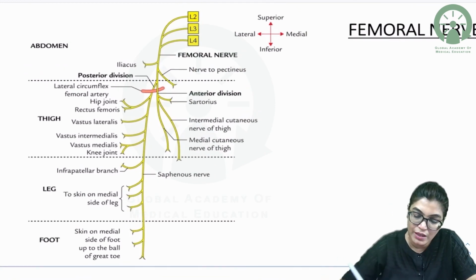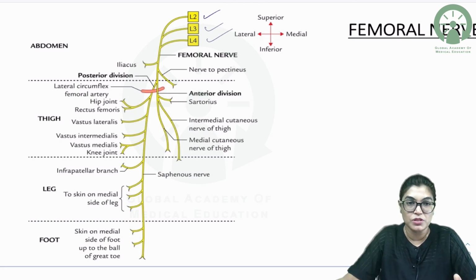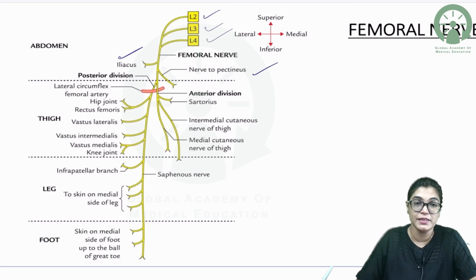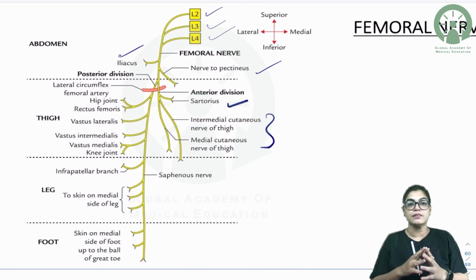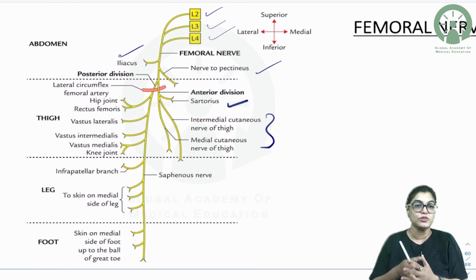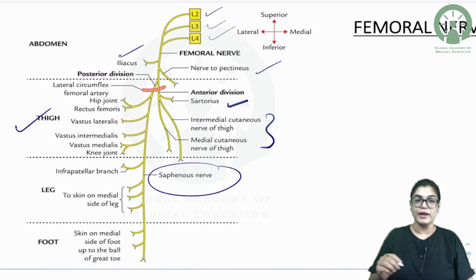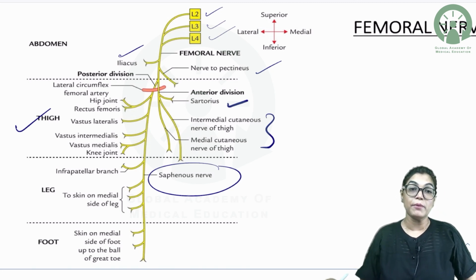So the femoral nerve is originating from anterior rami of L2, L3 and L4. And it is having two divisions, anterior and posterior division. If I talk about its innervation, from the trunk, it is innervating iliacus and the nerve to pectineus. From the anterior division, it is giving innervation to sartorius muscle and two cutaneous nerves, that is intermediate cutaneous nerve and medial cutaneous nerve of thigh. From posterior division, it is giving innervation to quadriceps femoris muscle and one cutaneous nerve which is called saphenous nerve. It also gives branches to the hip and knee joint.